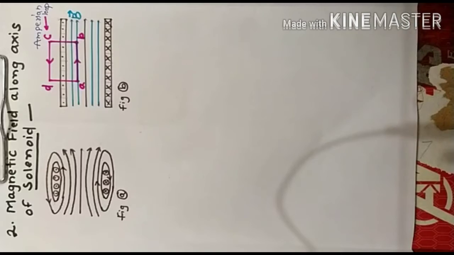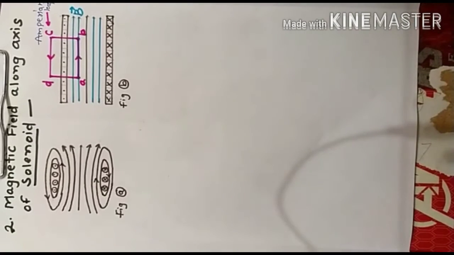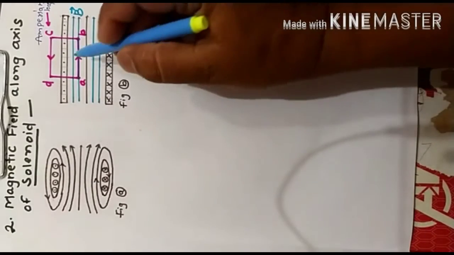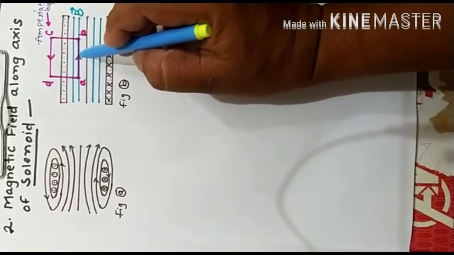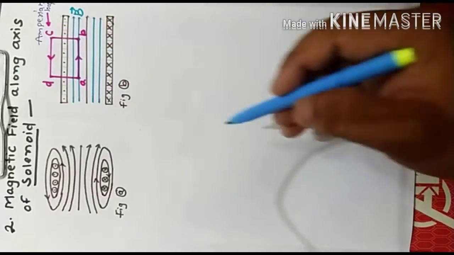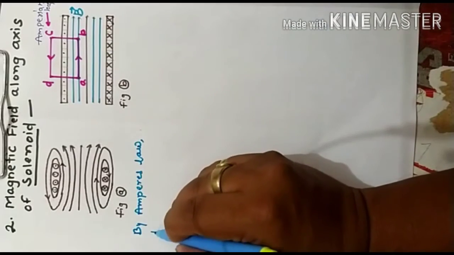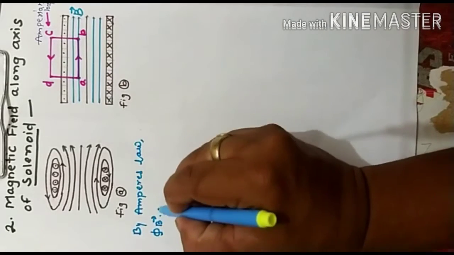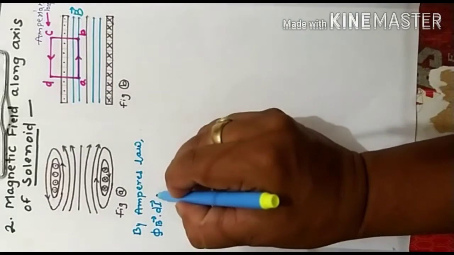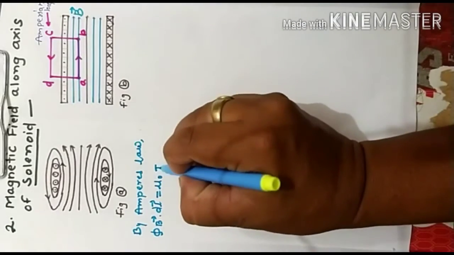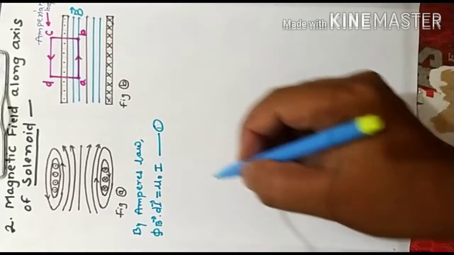Draw the Amperian loop which is in the rectangular form ABCD, whose length is L. By Ampere's law, the closed integration over vector B dot vector dl is equal to mu naught I. This is equation number 1.